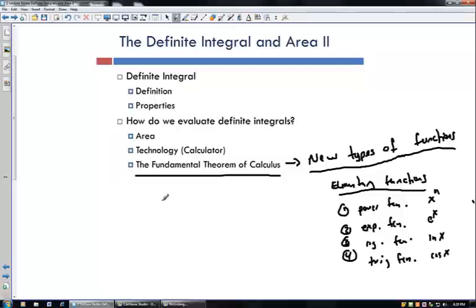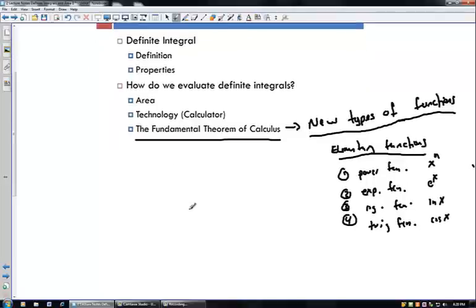But for right now, we want to talk about just the start of the basic idea behind this fundamental theorem of calculus. And it really does give us a way to do these definite integrals by hand. So what does it say? Let's suppose f of x is continuous on the closed interval AB.